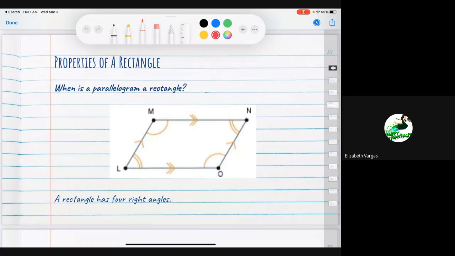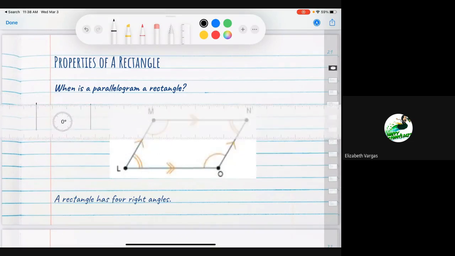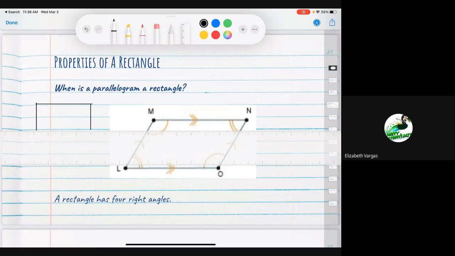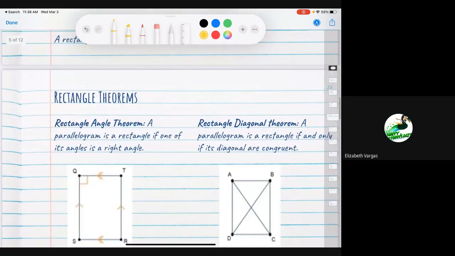is a rectangle has 4 right angles, right? So whenever we have a rectangle, I'll draw right here. Whenever we have a rectangle, what we assume is that that rectangle contains 4 right angles, which are located at each of the corners, right? And so that's how we differentiate a rectangle. So we have different rectangle theorems that we're going to look at.